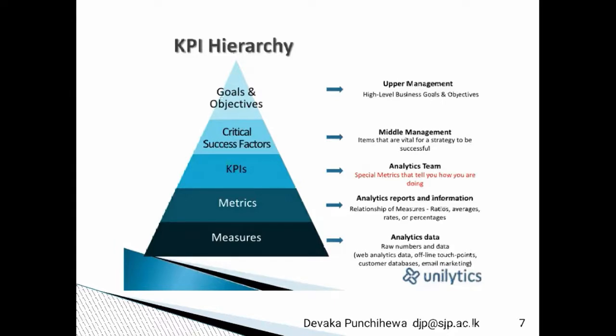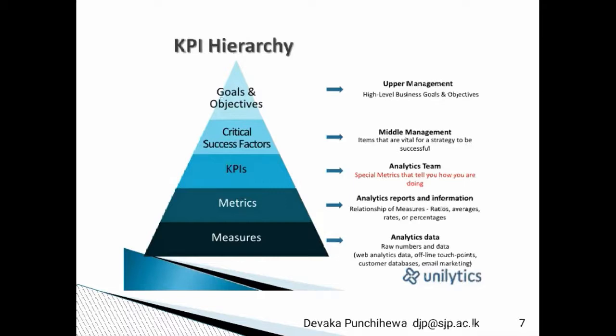Then you have the analytics team, with special metrics that tell you how you are doing. They come up with the numbers, and here we say KPI, key performance indicators: your profitability, your sales, your expenditures, and so on. All these must be measured. Then we have the analytics reports and information: the relationship of measures, ratios, averages, rates, and percentages. All this comes under metrics.